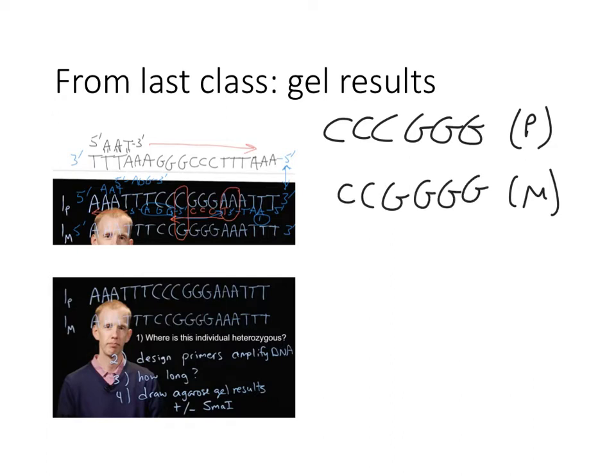What's the question asking? What does the agarose gel look like? What do we have to do? That question number 4 down there in the bottom, what does it say? Draw agarose gel results with and without. What's small 1? It's an enzyme that's going to cut at the single nucleotide polymorphism.